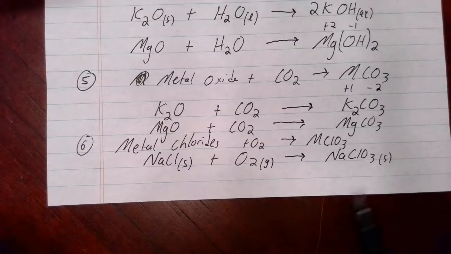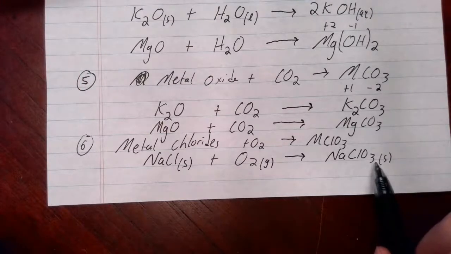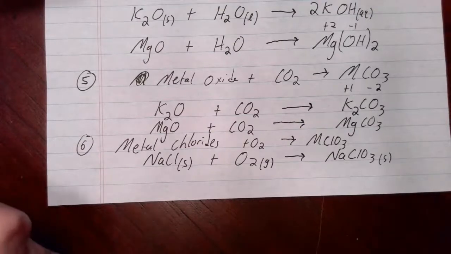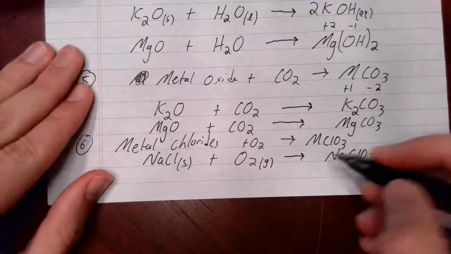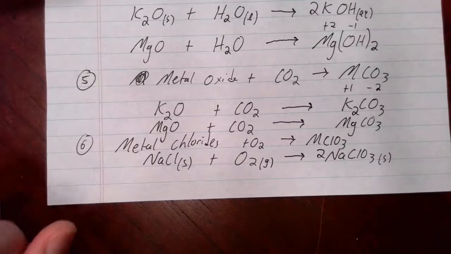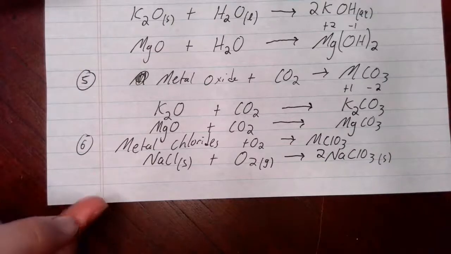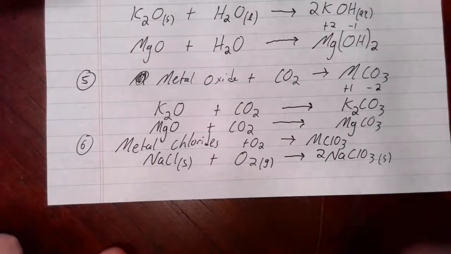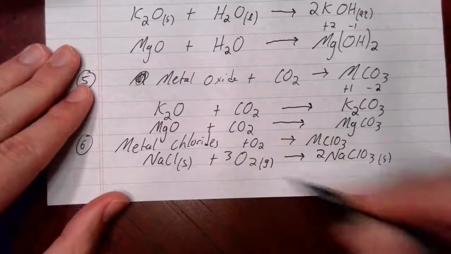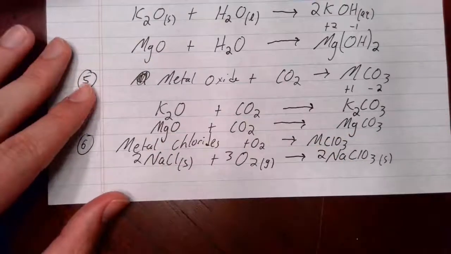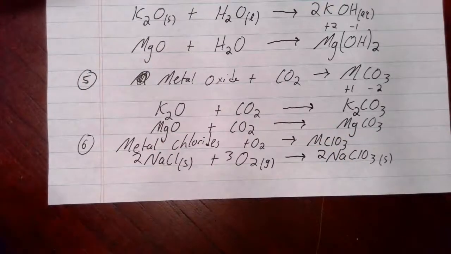I have 3 oxygens here, I have 2 oxygens here. That's a little bit of an issue. I can put a 2 out in front here. Now I have 2 sodiums, 2 chlorines, 6 oxygens. I need to put a 3 there, I need to put a 2 there. Let's go back and see if it's balanced now. 2 sodiums, 2 sodiums, 2 chlorines, 2 chlorines, 6 oxygens, 6 oxygens. I'm in good shape now.